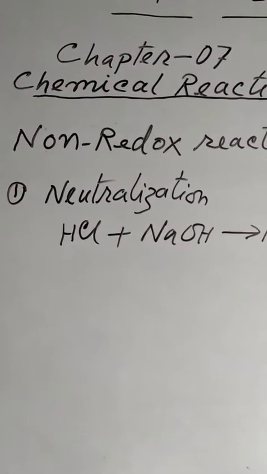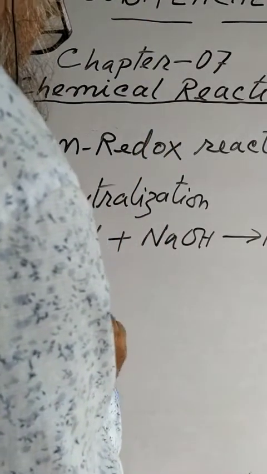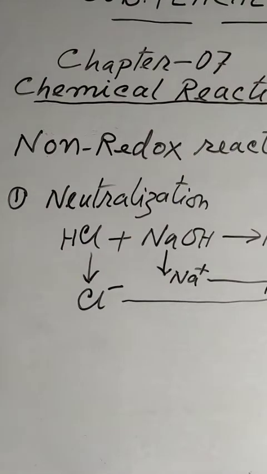Now in this reaction, if we explain, the chloride ion is unchanged. Sodium plus is unchanged. That means the ions in this reaction don't change their oxidation number. Chloride minus, after the reaction chloride minus. Sodium plus before reaction, after reaction same. So they don't change their oxidation number. That means this one is a non-redox reaction.